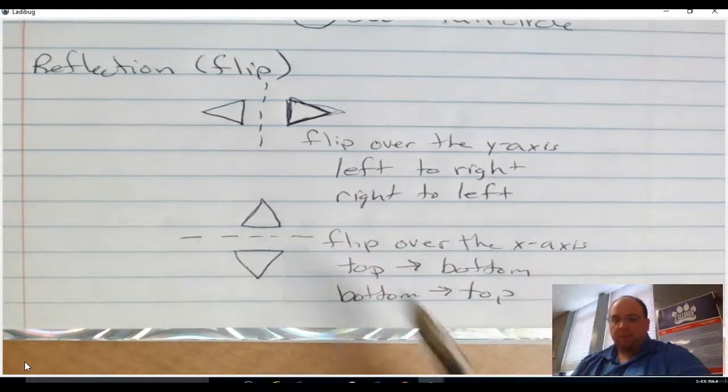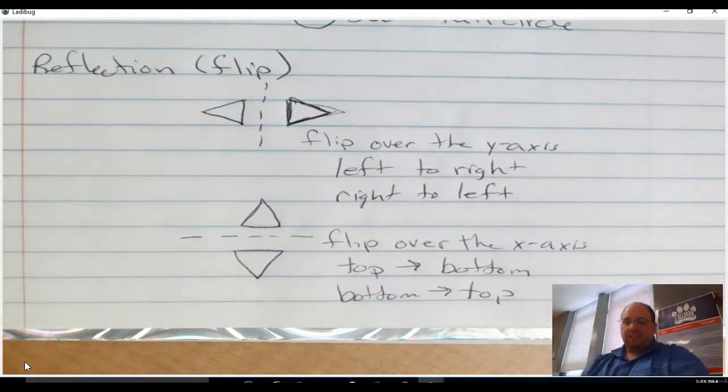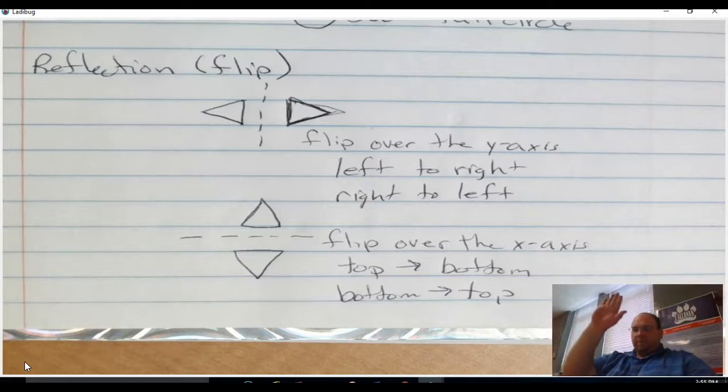So that's what a reflection is. It just basically takes it and flips it. If I take my hand here and go like this, that's a reflection over the x-axis. I can reflect it back also. I can also flip down, so my hand's facing the opposite direction, or I can flip it back up. So there are your examples of a reflection or a flip.